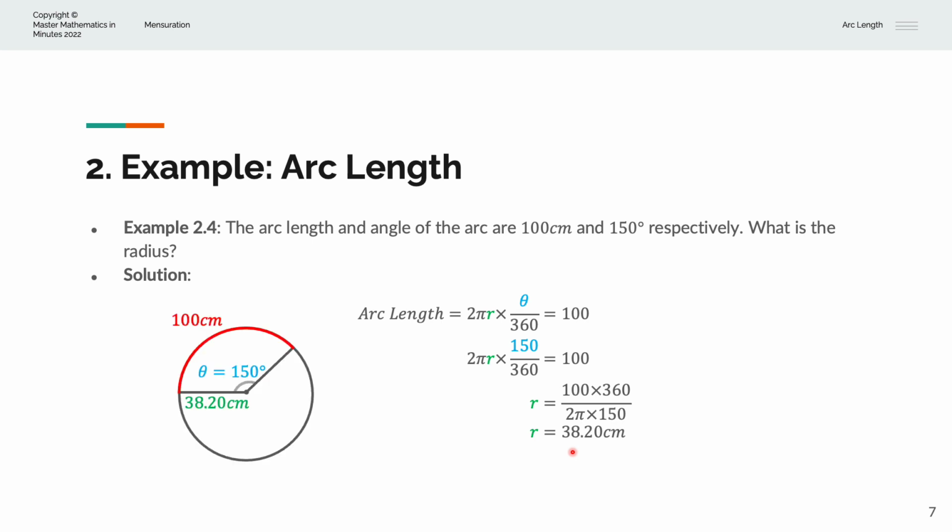So visually, we have a circle with a radius of 38.20 centimeters, which is what we found, and with an arc length of 100 centimeters, and theta is equal to 150 degrees.